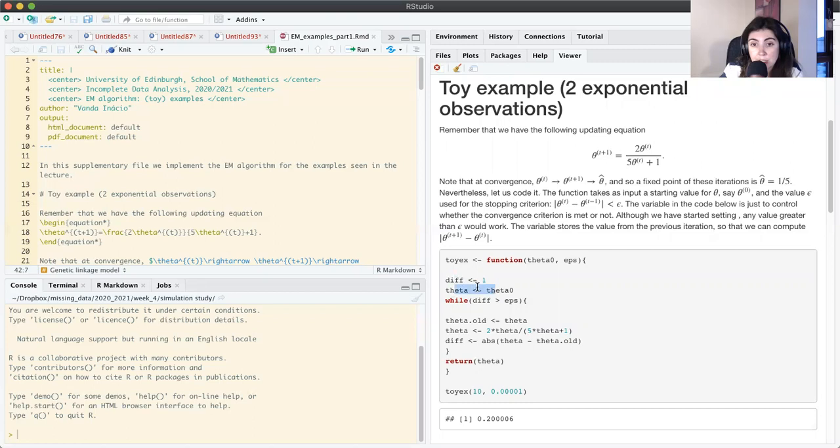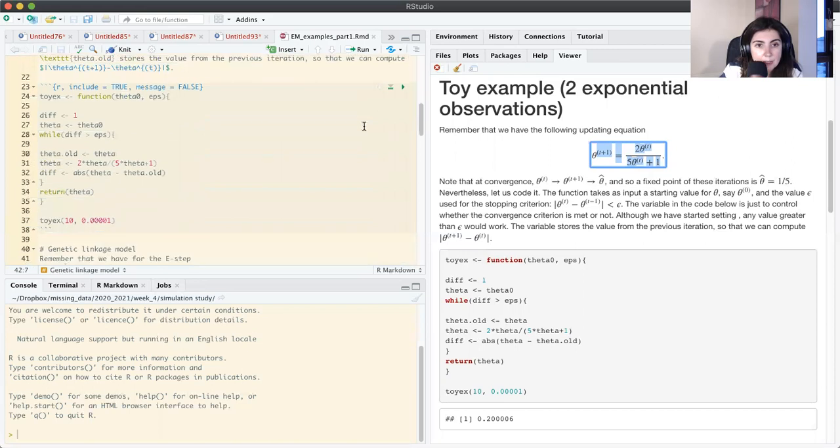And again here, theta 0 is my initial estimate, and then I'm saving it in the variable theta that I will be overwriting, and I'm using theta alt to save the value of the previous iteration, so that then I can compute the difference between the estimate in the current iteration and in the previous iteration. And here, this is nothing more than our updating equation.